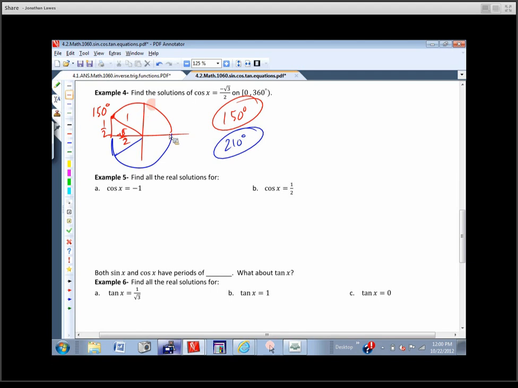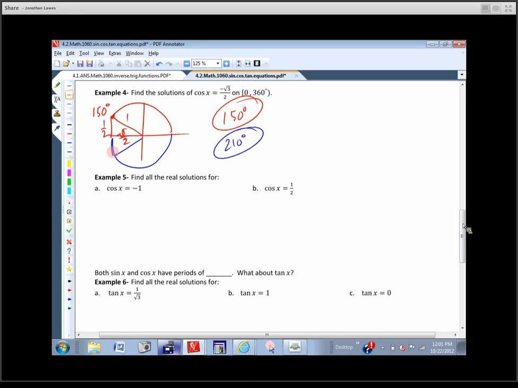If this is 150 degrees, so I just take 360 and back off by 150 degrees. 360 minus 150 would be 210. Or if that's a 30-degree reference triangle, I can take 180 and add 30 degrees. That would put me at 210 also. Pretty easy, right?